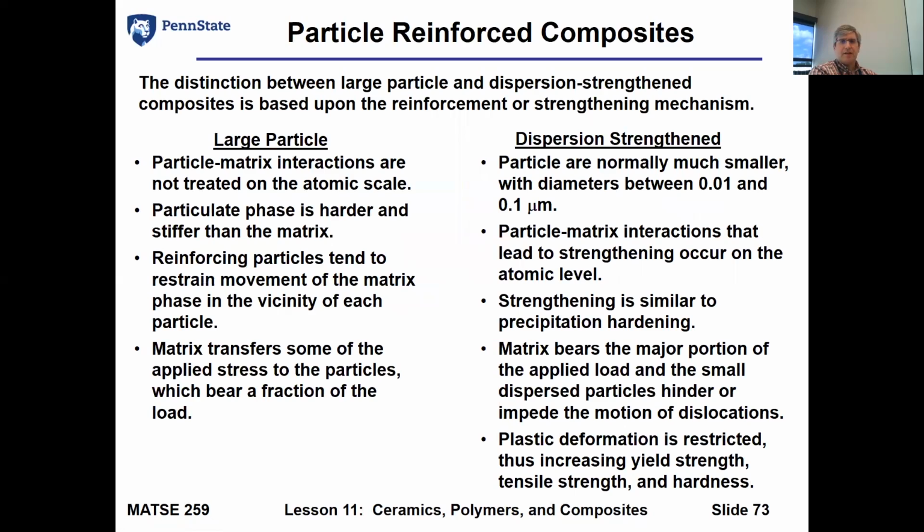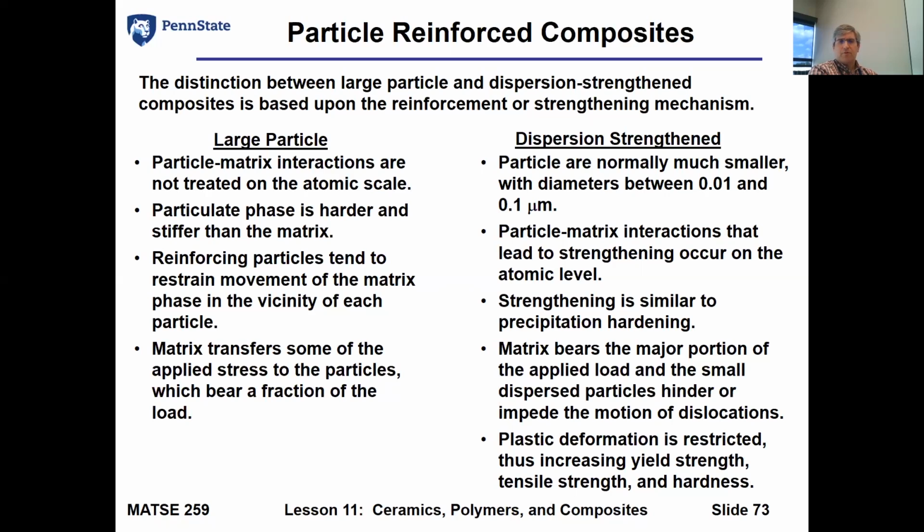As we look at the classifications, we can have a large particle or a dispersion strengthened composite. So it depends on what is going on. In large particle composites, there are a couple things to keep in mind. The particle-matrix interactions are at a little higher scale. They're what we consider a mesoscale rather than an atomic scale.